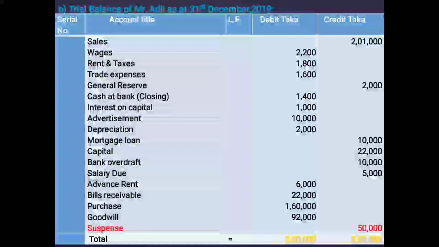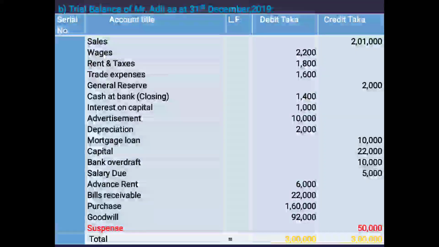Advance rent, that is prepaid rent. Rent is an expense, but advance rent or prepaid rent is one kind of asset, that is, current assets or short-term asset. So all assets are always debit in the trial balance. That's why advance rent is debited in the trial balance for taka 6,000.